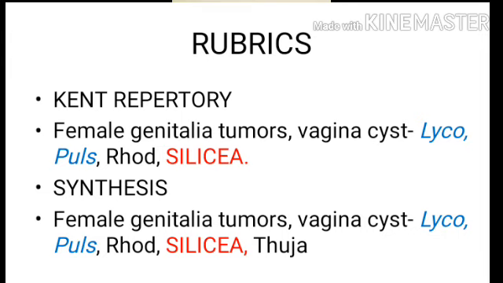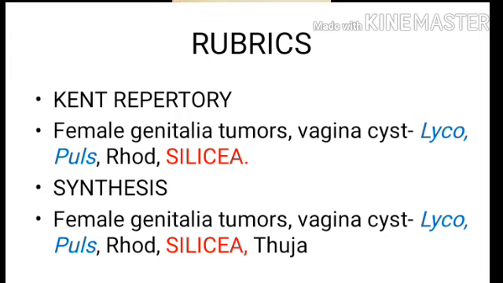In the synthesis repertory also there is the same rubric, with one more addition: Thuja is added in the synthesis repertory. So there are 5 remedies for Bartholin cyst in the synthesis repertory. One of the previously asked questions is: give a short note about Bartholin cyst and give the indication of Silicea.